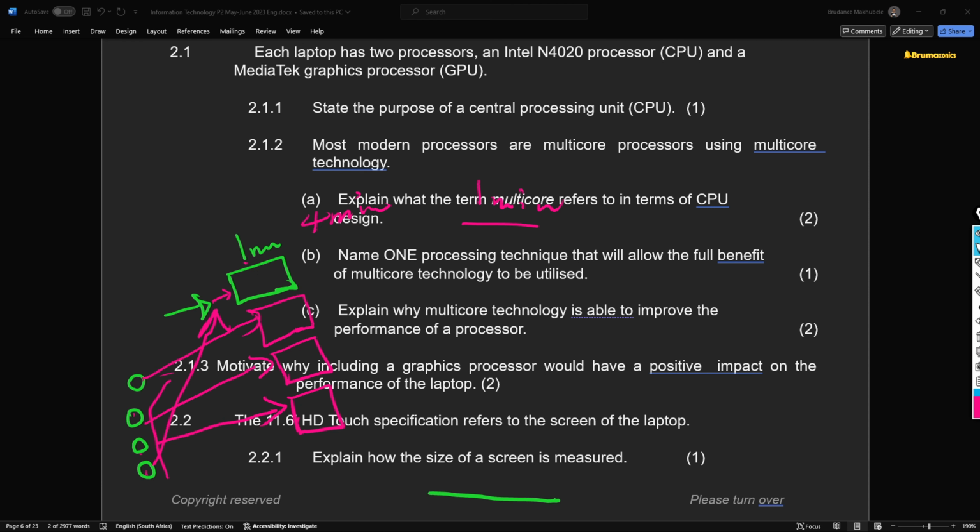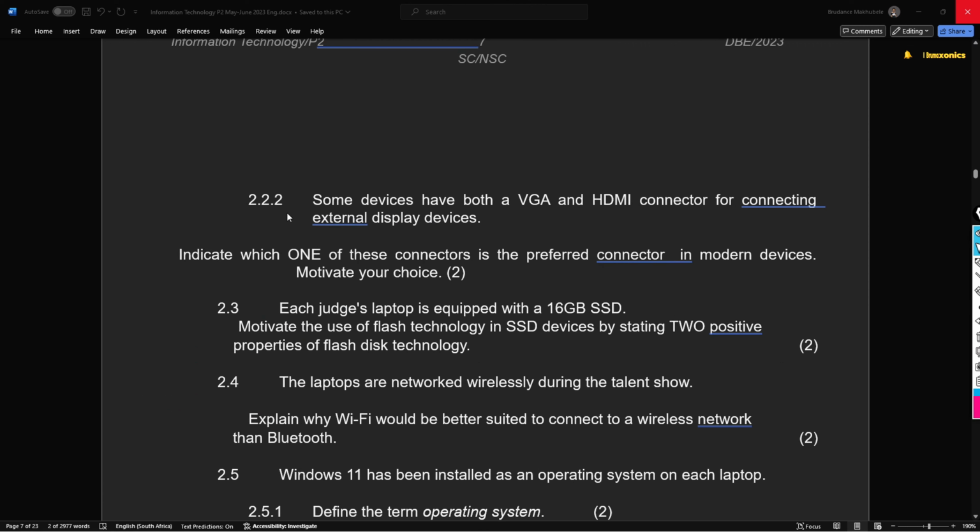Some devices have both VGA and HDMI connectors for connecting external display devices. So now they are saying, which one of these connectors is the preferred connector in modern devices? Okay, so this one will definitely be HDMI, because VGA is for our grandpas.